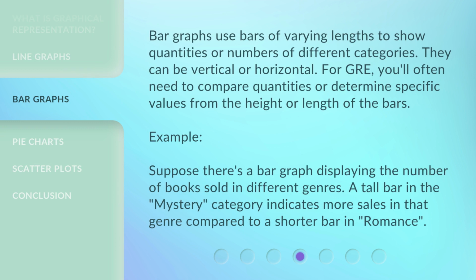Bar graphs use bars of varying lengths to show quantities or numbers of different categories. They can be vertical or horizontal. For GRE, you'll often need to compare quantities or determine specific values from the height or length of the bars. Example: suppose there's a bar graph displaying the number of books sold in different genres. A tall bar in the mystery category indicates more sales in that genre compared to a shorter bar in romance.